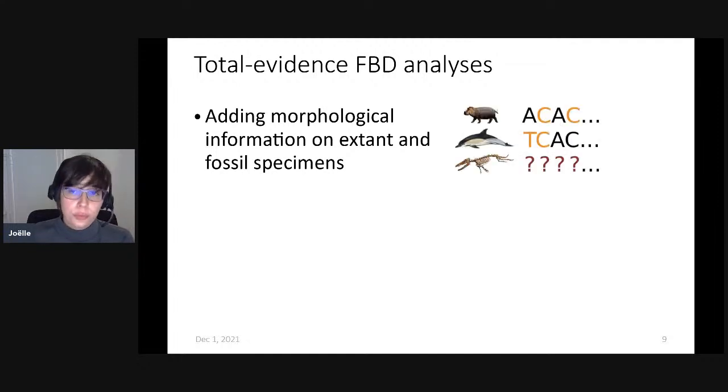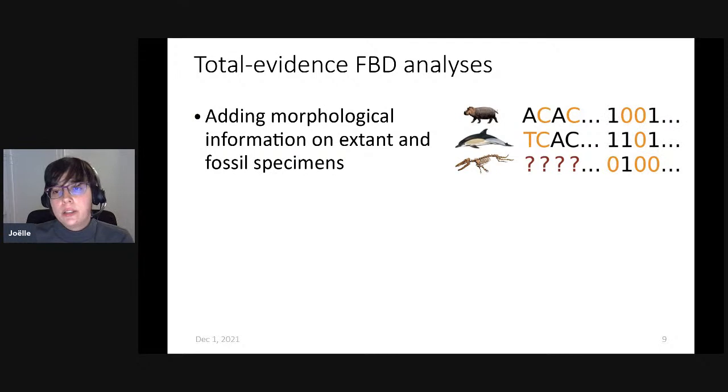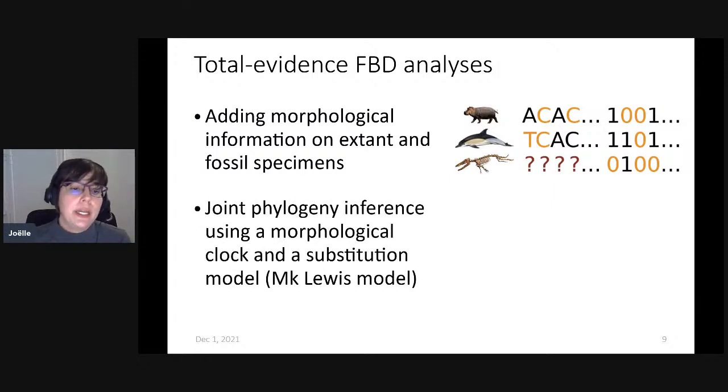So you have your regular molecular sequence alignment, which, as I said, is usually not available for fossils. And then you add to that morphological characters that are going to be available for fossils. Now, not all of them. Soft characters are generally also missing for fossils, but it's still possible to find an alignment there. And so this leads us to do a joint phylogeny inference using, for the morphological part of the alignment, a morphological clock model and a substitution model.